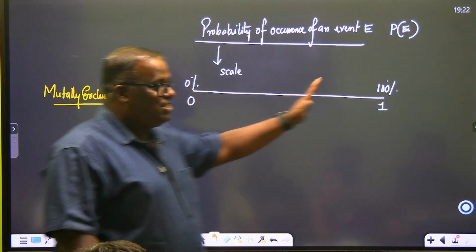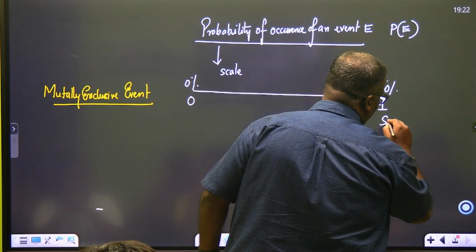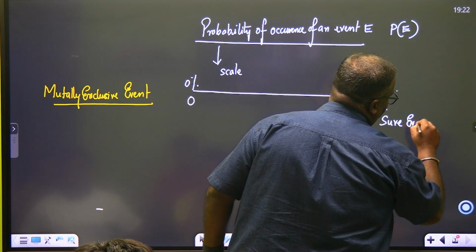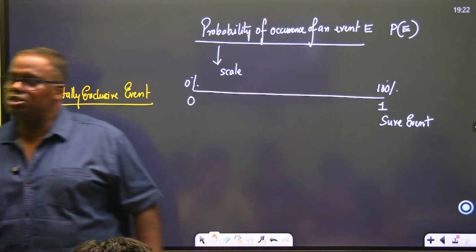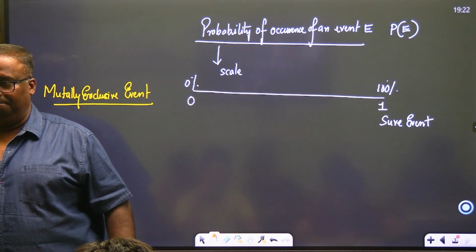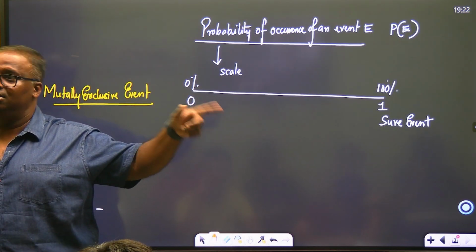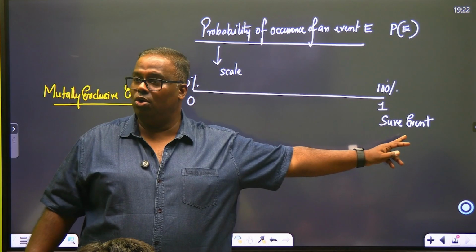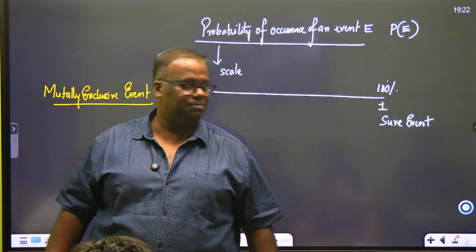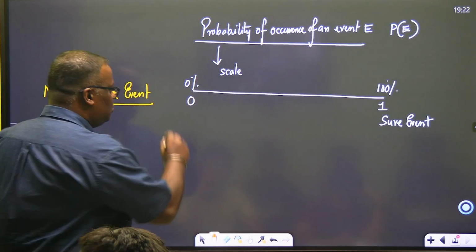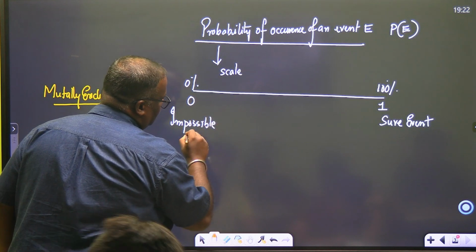अगर किसी चीज का 100% है, then that is known as a sure event. Probability that 3rd of March 2026 will come. I may die tonight, but 3rd of March 2026 will come. So that's a sure event. Probability that 1st of March 2026 will come. That is known as impossible event. ये हो ही नहीं सकता है.